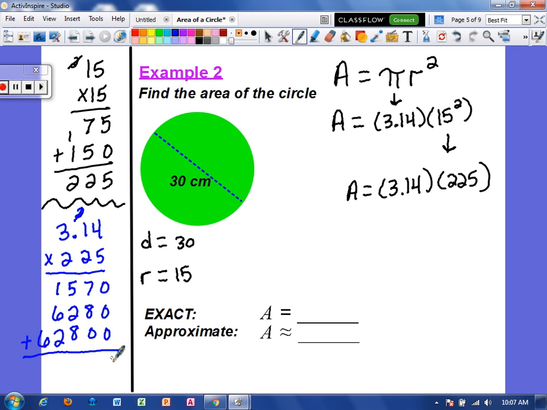And now we're going to add all of that together. So we got 1 plus 5 is 6, plus 2 is 8, plus 8 is 16. And we've got 2 plus 6 is 8, plus 2 is 10. And 1 plus 6 is 7. And if you look at your original numbers, we have 2 decimal places total, so we should have 2 in the answer. So the approximate area of this circle would be 706.5 centimeters squared. Remember, it's squared because this is area.